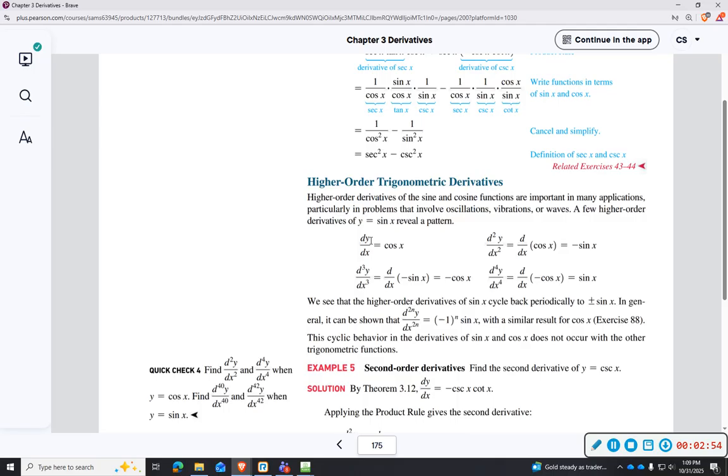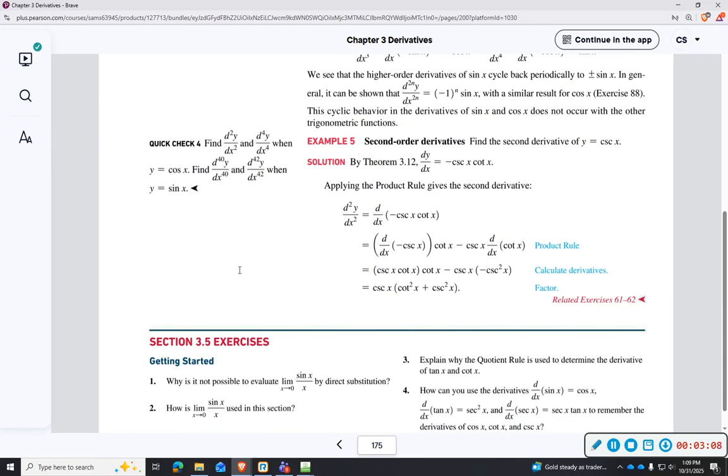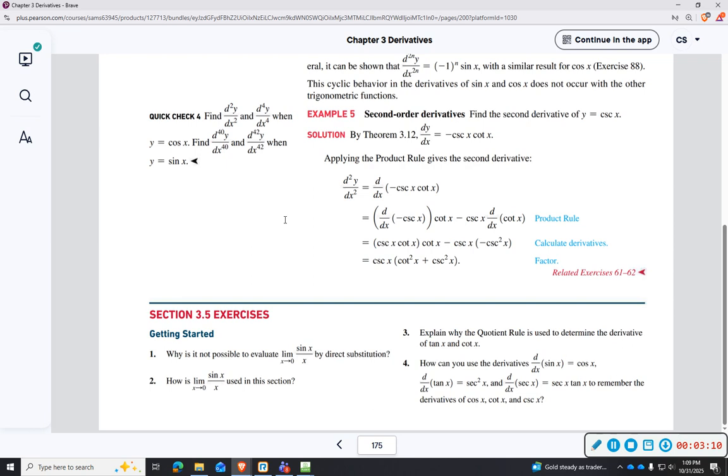And then we start talking about higher order derivatives. So when you see the dy dx, that's the first derivative. If you see a d squared y dx squared, that's the second. And then a third derivative, a fourth derivative, and so on. And then that will pretty much wrap up what we're going to be looking at today. So we're going to jump into my math lab and do a few examples.